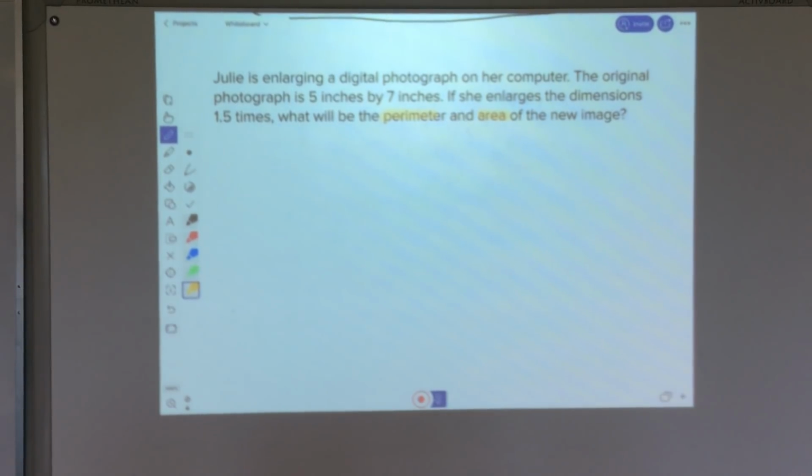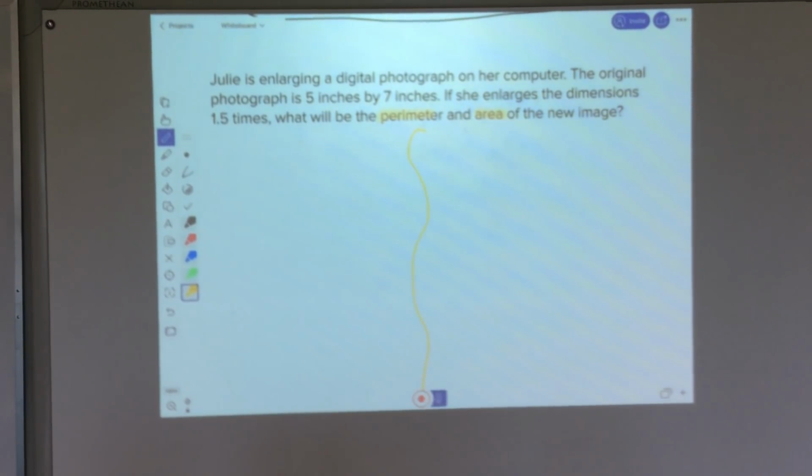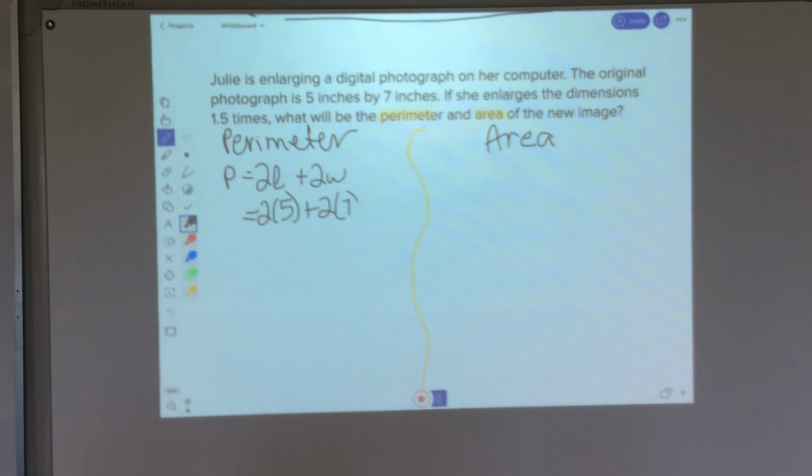Okay? So the first thing we need to calculate, okay, is going to be the perimeter of our original. Because we're doing 2 things, I'm separating my page into 2 separate parts, one for each part of the problem. Okay? So in this problem, the perimeter of the original figure, this is a rectangle, so our formula is P equals 2L plus 2W. So we can take 2 times 5 plus 2 times 7, which gives us 10 plus 14 for a perimeter of 24 inches.